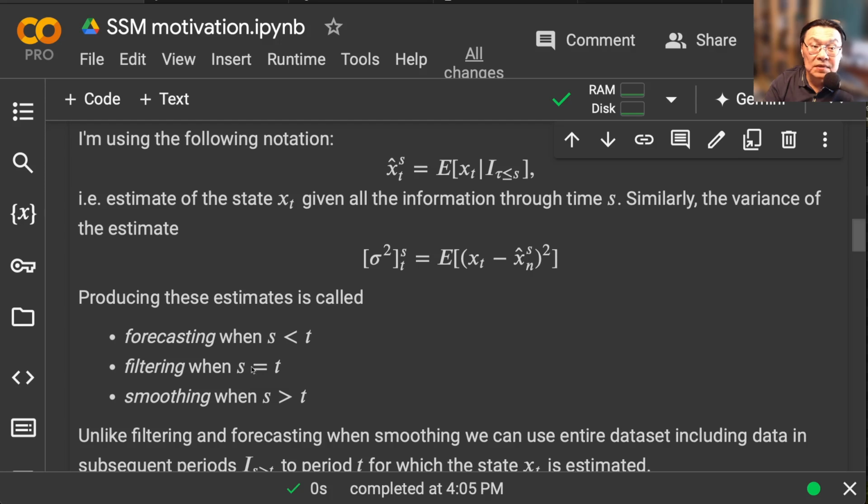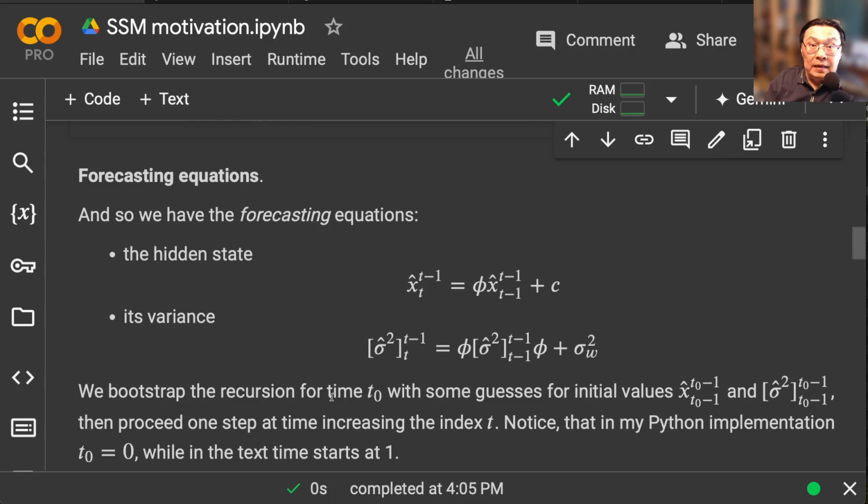When s equals t, meaning we're using all the information including time t to estimate for time t, it's called filtering. Now, finally, if we're using s greater than t, meaning we can use data from the future, quote unquote, then it's called smoothing. So imagine you have the full data set and you want an estimate of the state somewhere in the middle of it. If you are allowed to do it, then you're smoothing. If you're not allowed to use any data after that time t, then it's again filtering or forecasting.